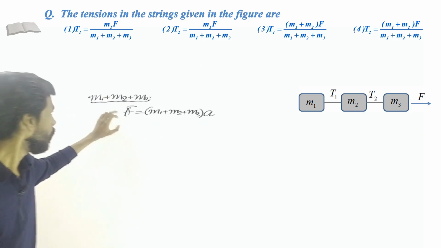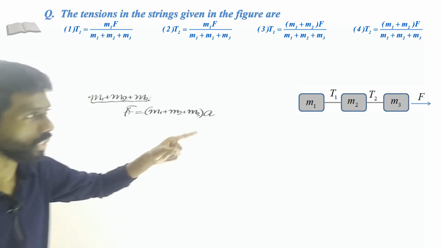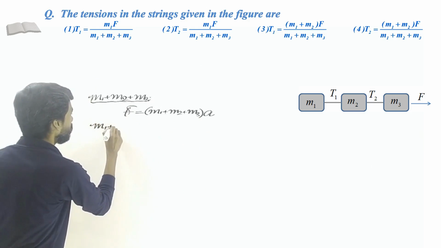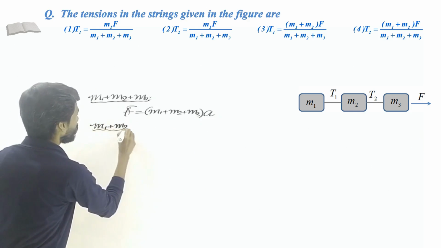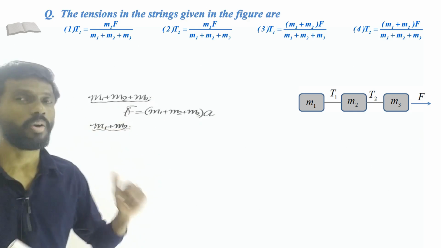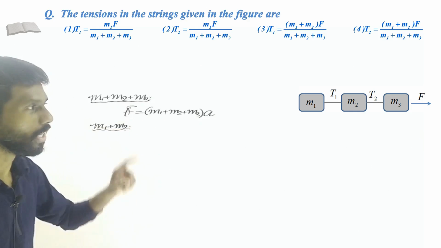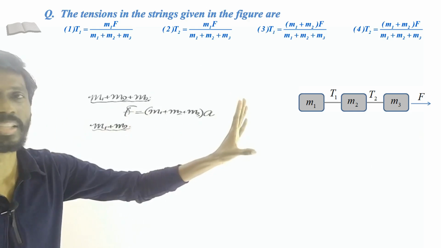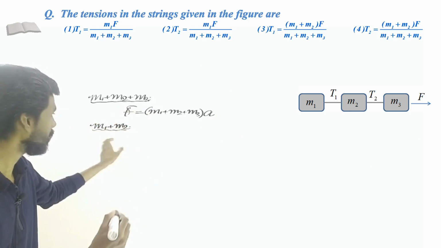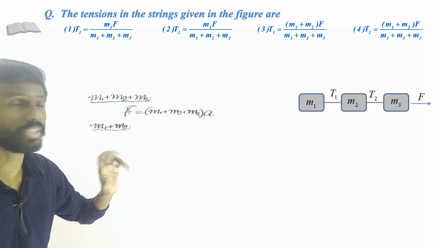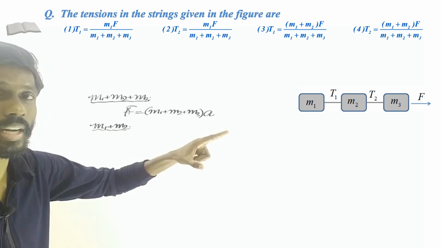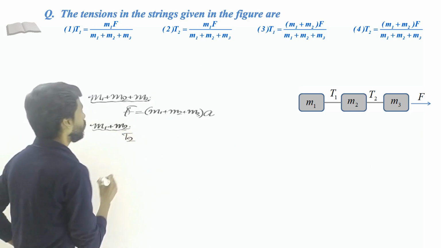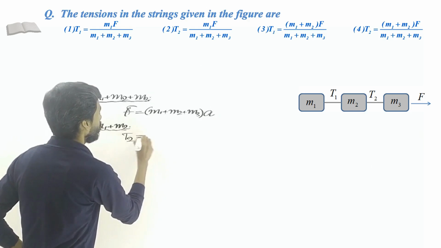Now we have to find the tension T2. How to find the tension T2? Now we will consider only M1 plus M2 as a system, not M3. What are the forces acting on this system? The only force is this tension T2, because that is pulling in this direction. T1 is now an internal force, since it is within the system. The only external force acting on the system is the tension T2 in the horizontal direction. So T2 equals mass times the acceleration.